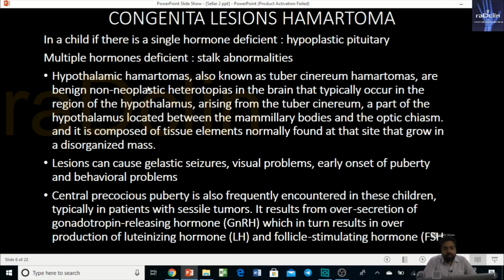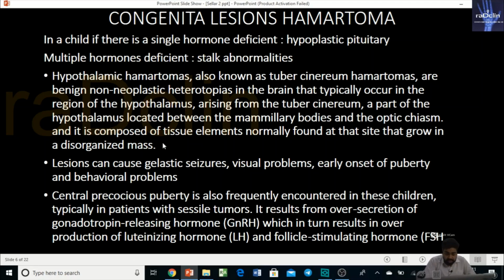Now, what are hypothalamic hamartomas? Hypothalamic hamartomas are basically tuber cinereum hamartomas. These are non-neoplastic heterotopias in the brain. They occur normally in the region of the hypothalamus, arising from the tuber cinereum, a part of the hypothalamus located between the mammillary bodies and the optic chiasm. It is composed of tissue elements normally found at that site, but they have grown into a disorganized mass. Hence, we call it a hamartoma.